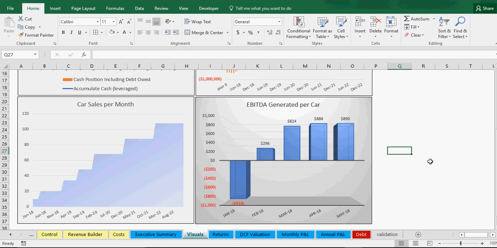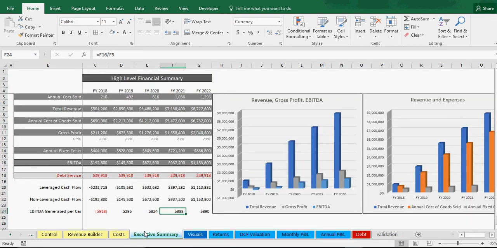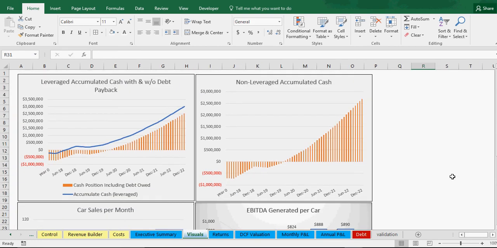So, car sales per month. And then we've got the cool metric I kind of built into it, which was EBITDA generated per car. Obviously, the first year we're losing money, so we're not making anything per car. Then it starts going up. So, those are the visuals.